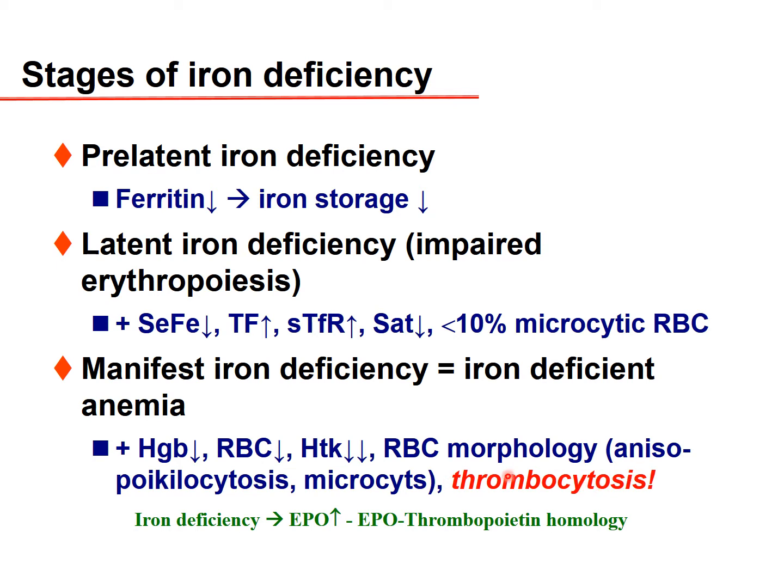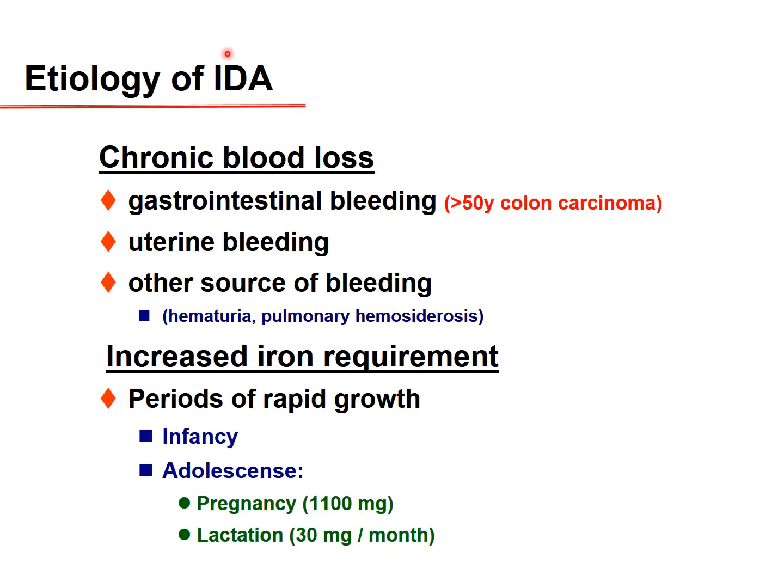Now, why do we have thrombocytosis? Because anemia stimulates the erythropoietin synthesis, and erythropoietin is homologous to the thrombopoietin. This is why the elevated erythropoietin can stimulate the platelet formation as well. Now, what can cause iron deficiency anemia?